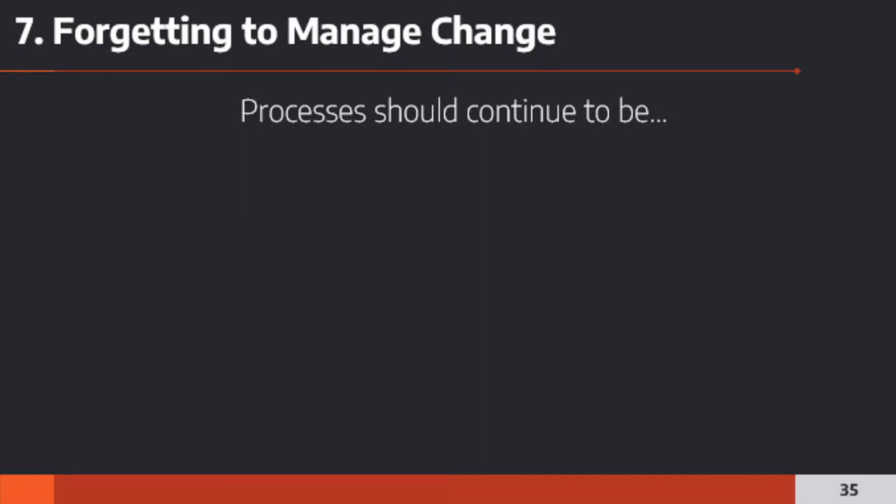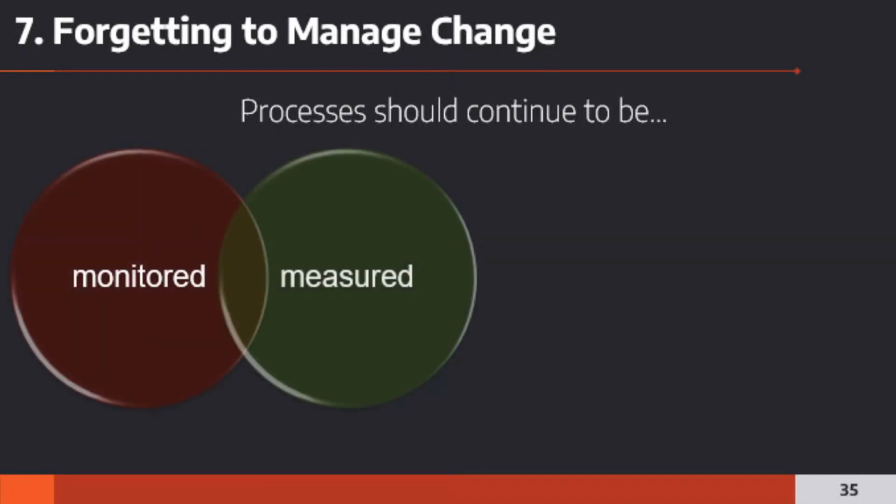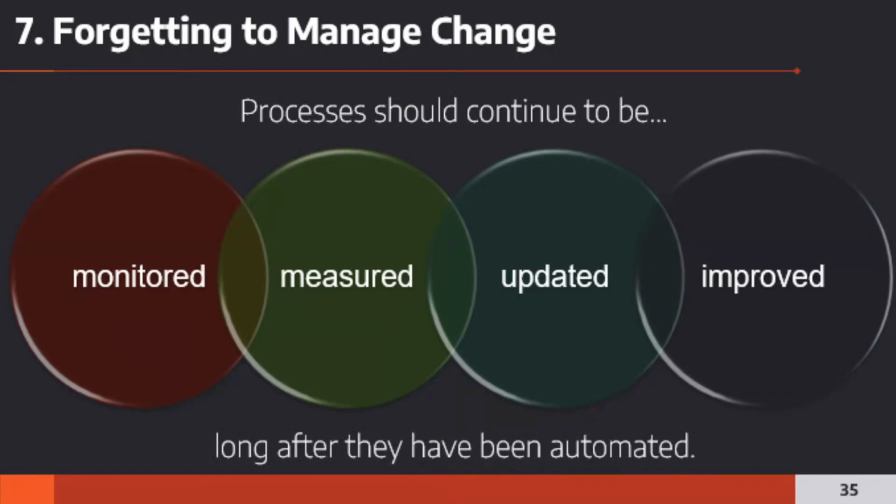Okay, look at this. Processes should continue to be monitored, measured, updated, and improved long after they have been automated. So you have an automated project, but still, for the company or the organization to get what we call positive reviews, right? Long after they have been automated, you still have to monitor the process. You need to measure the process. You need to update the process, and you need to improve those processes. It's very important.